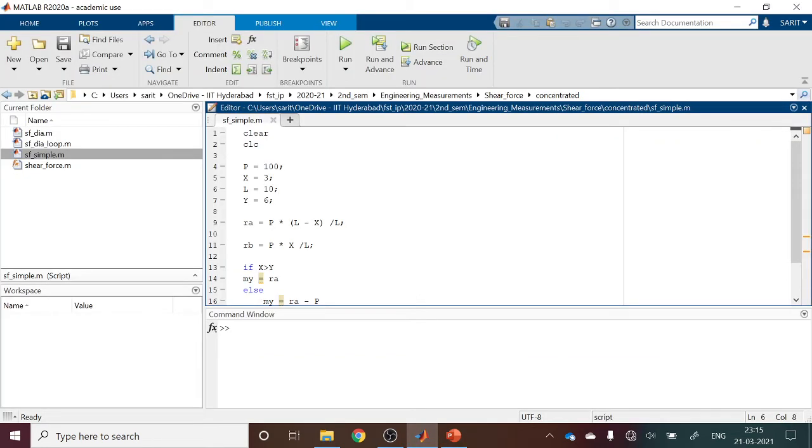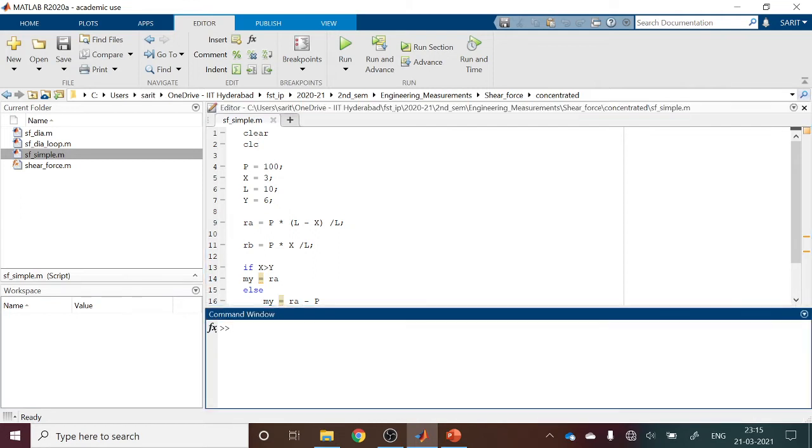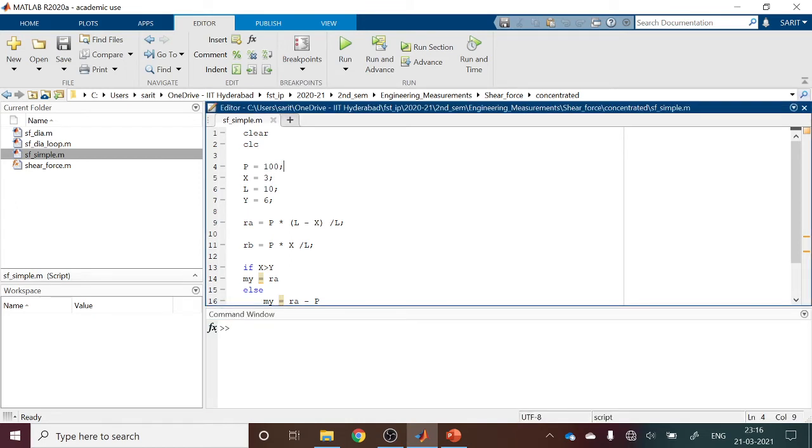Now the same code is written in MATLAB. Clear and CLC, we have to write as a default. Clear means it clears all the variables in the workspace, and CLC means it clears the screen. So now our command window is clean. Now we initiate some values. P is a concentrated load, for example 100 is given.